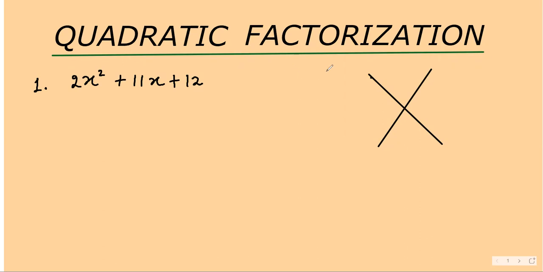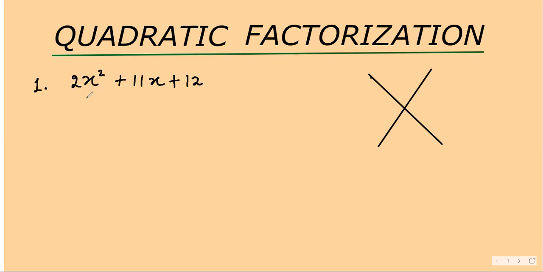Maths, right? Today we are going to do quadratic factorization when the coefficient of x squared term is not 1, when it is other than 1. So here in this question, we can see it's 2. Then how do we do it?